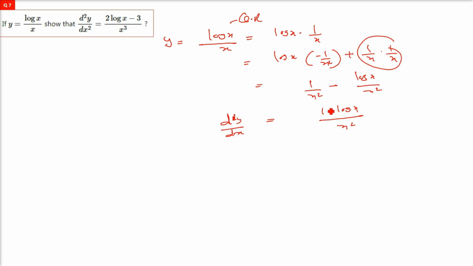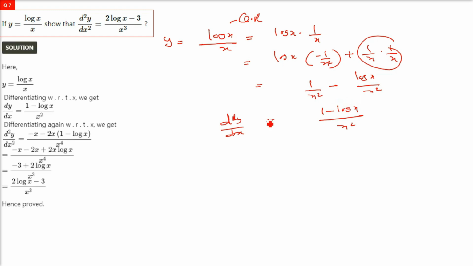Now we have to do d2y by dx2, so you have to differentiate it twice. d2y by dx2 will be what? Again we will do it. I will do it using the product rule. It's up to you. The solution which I have provided is using the quotient rule, but the better way is to do it using the product rule if you are comfortable with it. So 1 minus log x by x square. We'll take the first function as 1 minus log x, and the second function is 1 by x square. Previously I have done the same question using the quotient rule, that is why I am offering you this solution with the product rule.